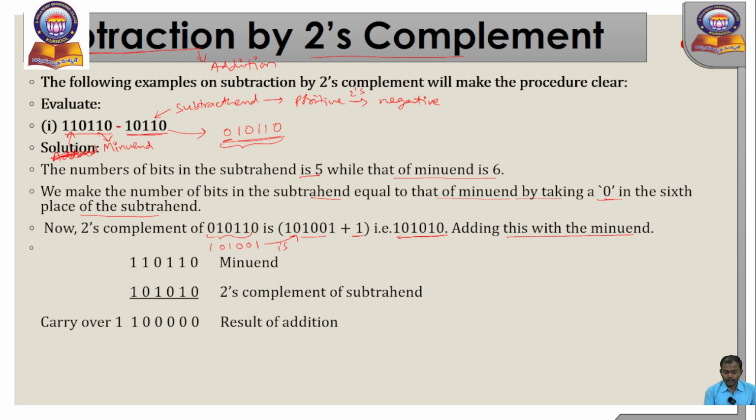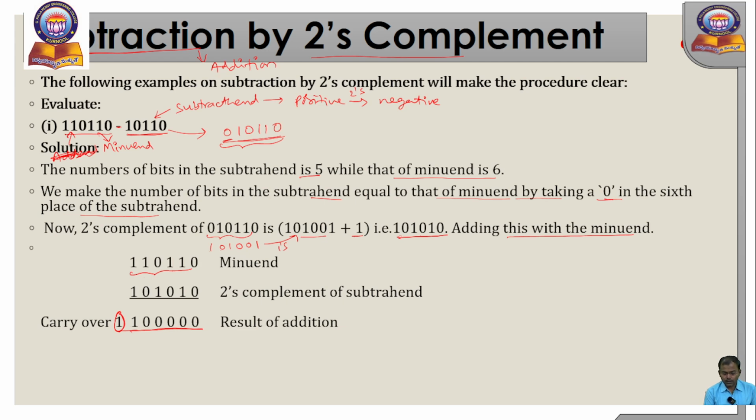So the minuend is 110110 and the 2's complement of the subtrahend is 101010. After performing the addition, I got a total of 7 bits: 1, 2, 3, 4, 5, 6 and 7. So this 7th bit we call a carry, because the given numbers are represented with only 6 bits, but the result of the addition gives you 7 bits. So this 7th bit we call a carryover.